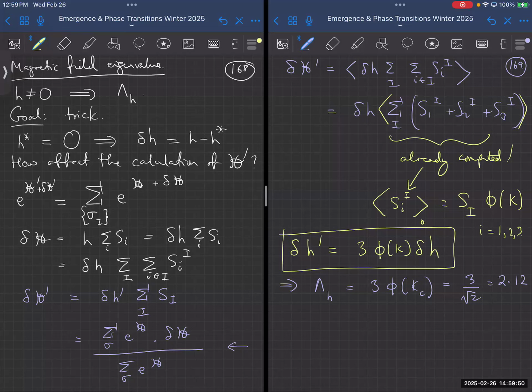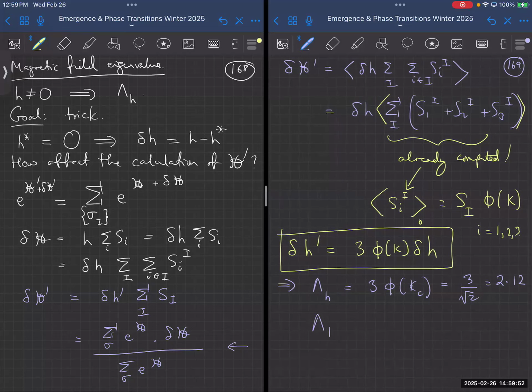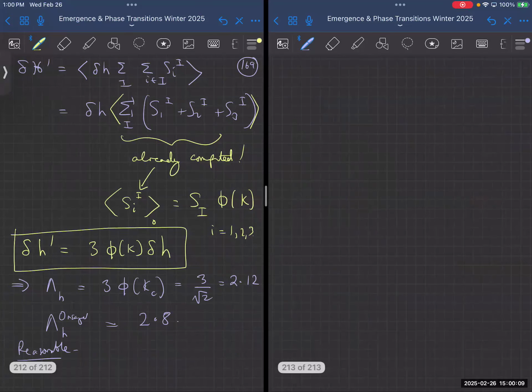So if we compare this with Onsager's calculation, the Onsager calculation gave you 2.8, and so again it is reasonable. And I'm not going to go through and do the calculation to higher order, but that can be done.